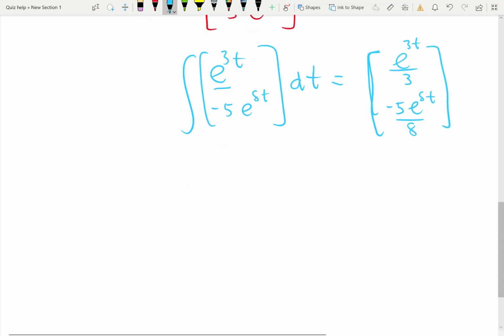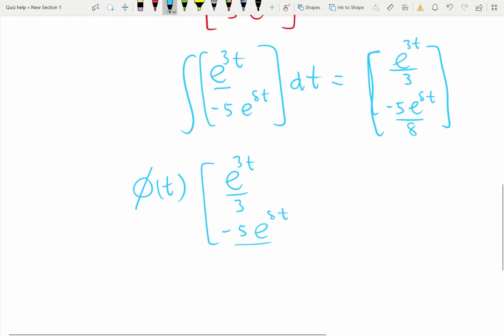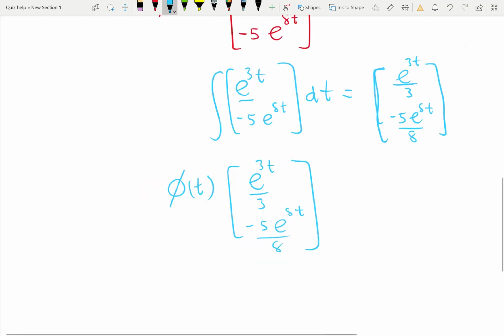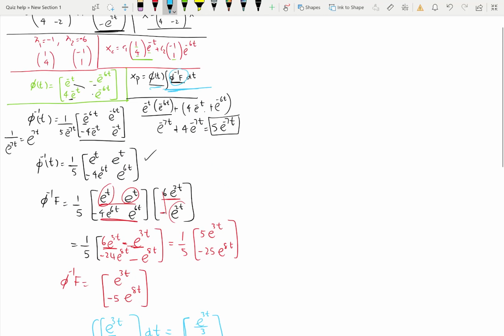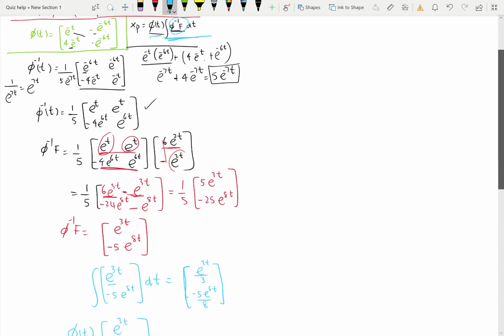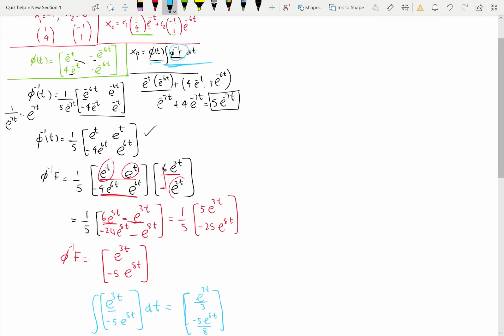Right, so this is the integral. Now you found the integral, now multiply this by phi. Phi times this vector, e to the 3t over 3, negative 5 e to the 8t over 8. So that is what the formula says. We are done with the integration, now multiply by phi. Don't multiply by phi inverse, okay? So let's write it here.